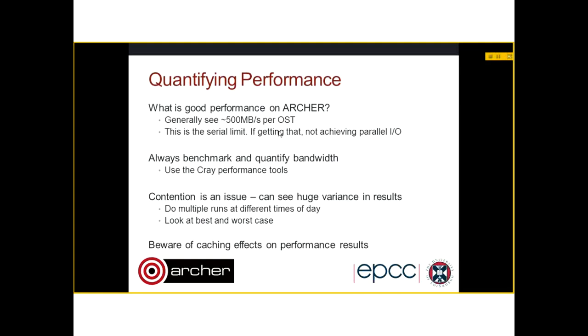So what should you expect as good performance on Archer? Generally, you see 500 megabytes a second per OST. That's accessing your RAID array. When I say serial limit, that's your one OST limit. So if you get that, you're not achieving parallel I/O. If you've written your code and you think you've arranged it so that you're doing parallel I/O, but you're finding that you're getting 500 megabytes a second, you're not. Somehow, you are writing to a single OST.